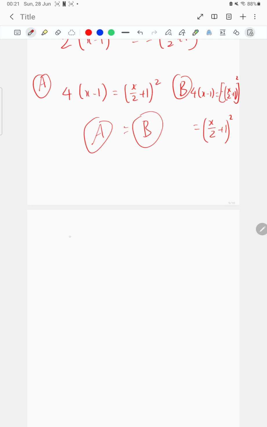Okay, so let's expand it. 4x minus 4 equals (x over 2) squared, which is 1 over 4 times x squared. x over 2 times 2 is x, and then 1 times 1 is 1. Okay, let's group everything to one side. So 1 over 4 x squared, x minus 4x is minus 3x, plus 1, and then plus 4, because minus 4, so it's plus 4. So 1 plus 4 is 5, so plus 5 equals 0.